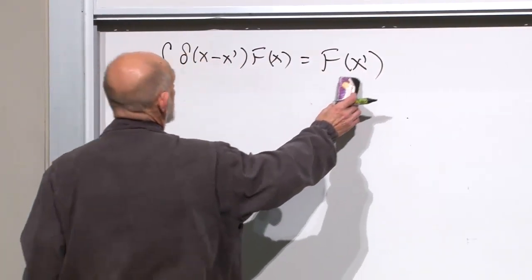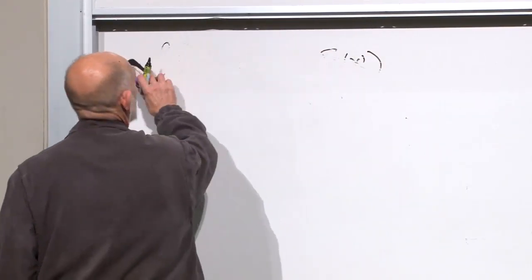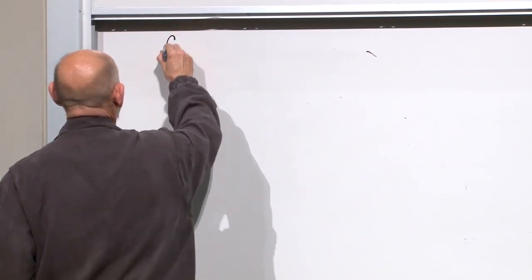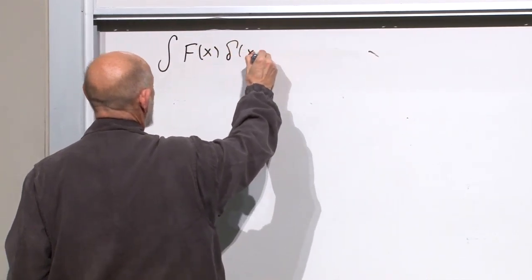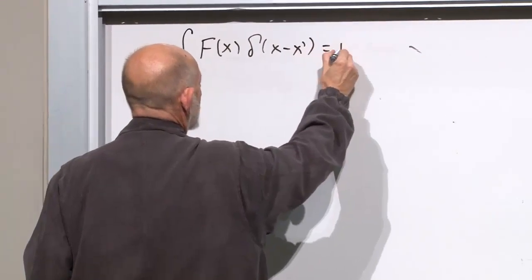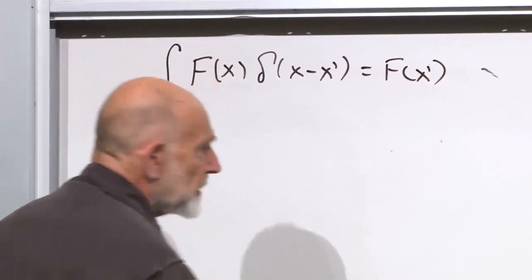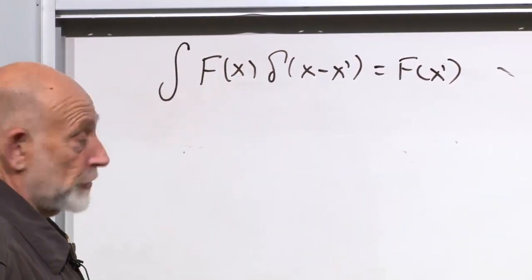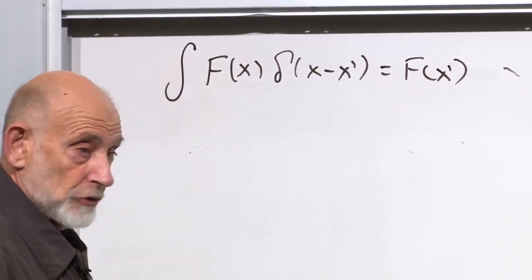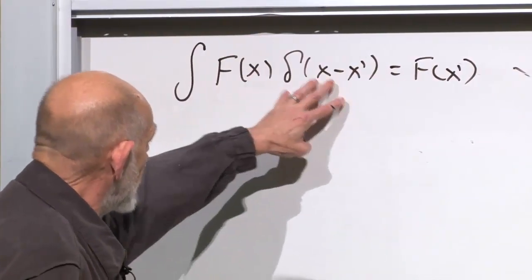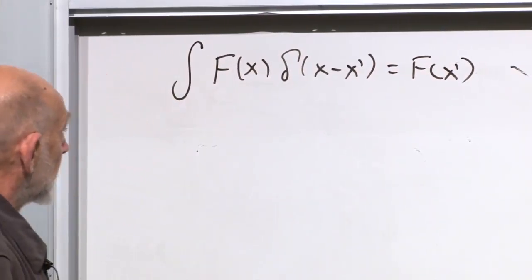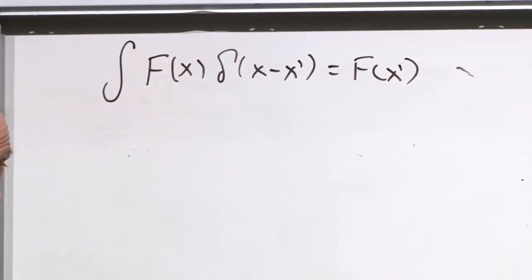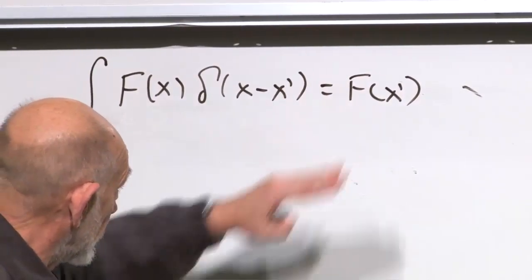I think we can erase this for the moment. Did I want to erase that? I probably didn't. Integral f of x delta of x minus x prime is equal to f of x prime. Now, this actually is a sufficient definition of the delta function. This is the way the mathematicians define it, as an operation that you do on a function that gives the value of the function at some point. And this is enough to define the delta function.